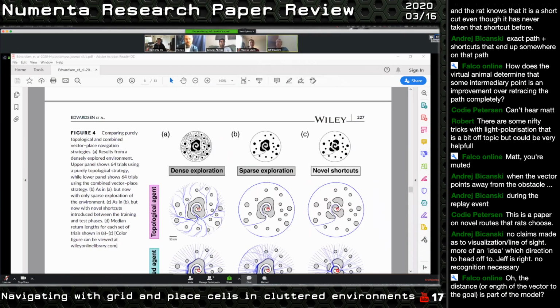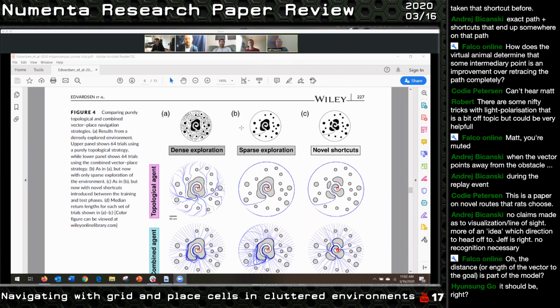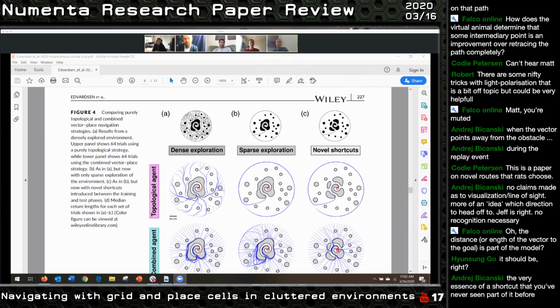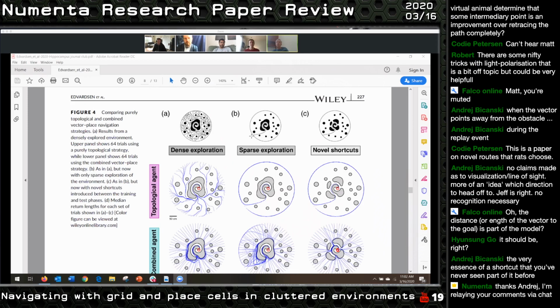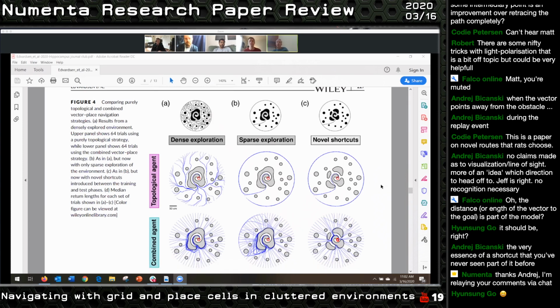Here's figure 4, and I think this is what Andre was just talking about a moment ago. This is looking at this algorithm from a different perspective, from the perspective of 2 new variables. One is how much of the environment has previously been explored. This is called a dense exploration, versus one where the animal has only seen a little bit of the environment, which is a sparse exploration. And the other new variable is they're introducing novel or new shortcuts to the system that didn't exist when the animal left. I don't remember why they decided to do this, but this is what they decided.